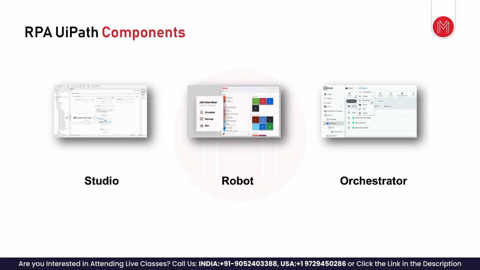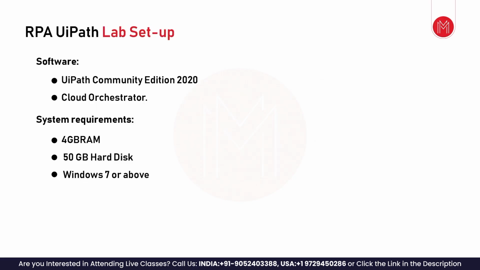I'm just moving on to the next part. So we'll see about the lab setup. Now that we know what we will need from UiPath: the Studio, the robot, and the orchestrator. How do we get them for free, and what are we going to do as part of the lab setup? We are going to use the UiPath Community Edition 2020, which is readily available from the internet.